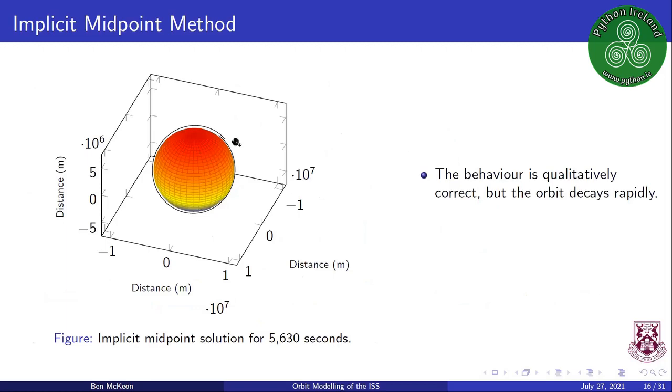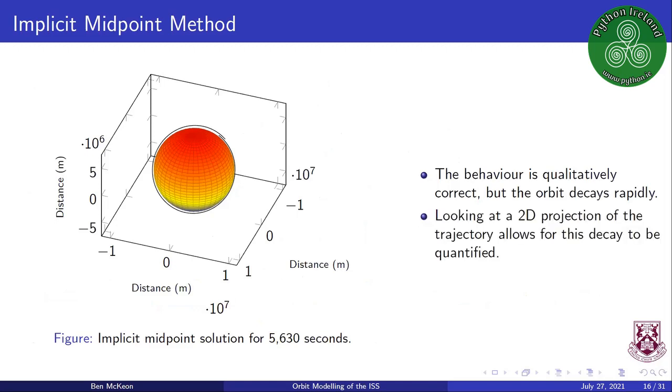We can see that the behavior is qualitatively correct in the sense that it gets a small bit closer to the Earth every time. Well, I suppose not really a small bit, but it gets closer to the Earth, but the orbit decays quite rapidly. So we wonder, okay, this is sort of okay, but it's not fantastic.